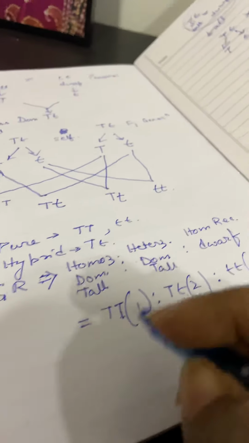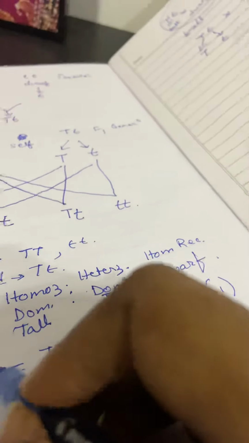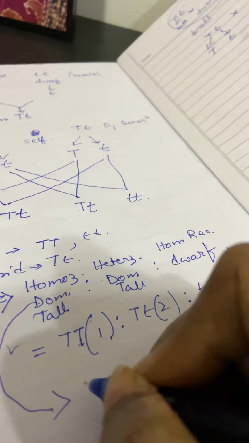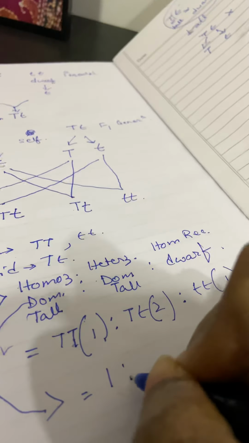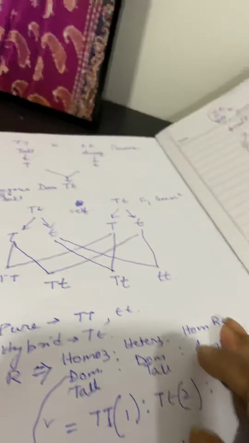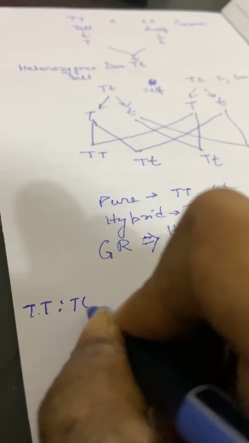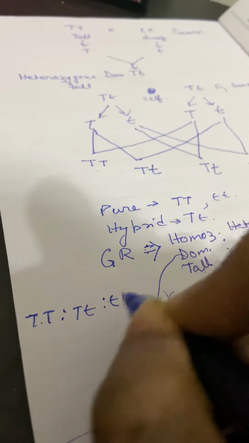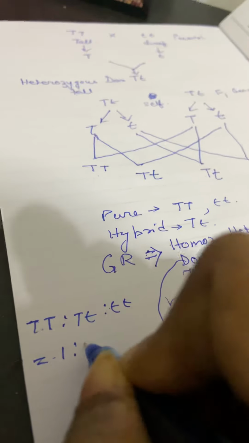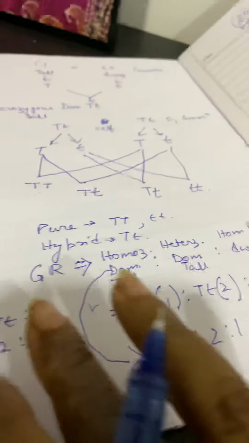So the ratio, actually you do not write this step. From here you directly come to the ratio, 1 is to 2 is to 1. Or rather, another better way of writing is genotypic ratio. What is your genotypic ratio? That is capital T capital T is to capital T small t is to small t small t equals 1 is to 2 is to 1. So that is your genotypic ratio.